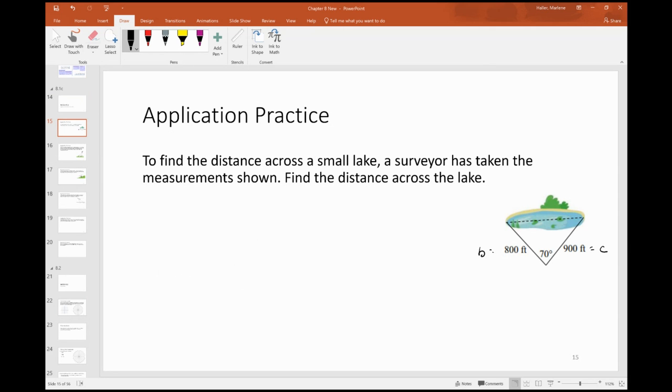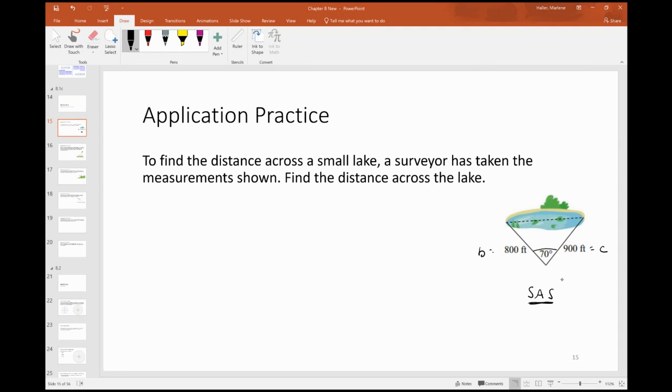Say a surveyor wants to find the distance across a small lake with the surveying equipment. They figure out that they're standing 800 feet away from one side of the lake, 900 feet from the other side, at an angle of 70 degrees. So we could consider this a side-angle-side triangle, because there's a side, an angle, and a side. The angle is enclosed between the two sides.